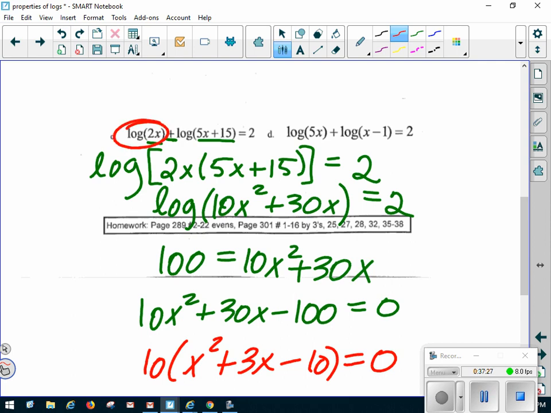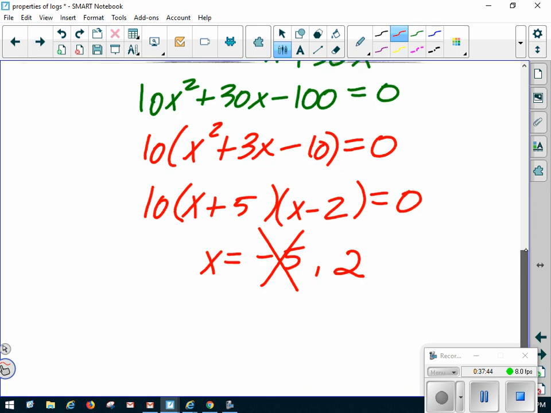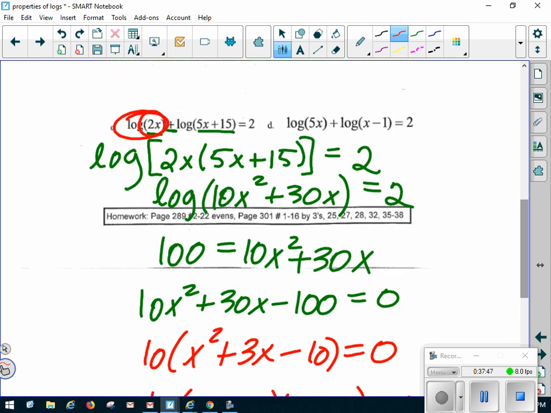If x is negative 5, then here I'll be taking the log of negative 10, and I can't do that. So it's not an answer. In this case, does 2 work? Yes. You sure? Here would be the log of 4, and here would be the log of 25. Some big number, something positive. No, it's 25.